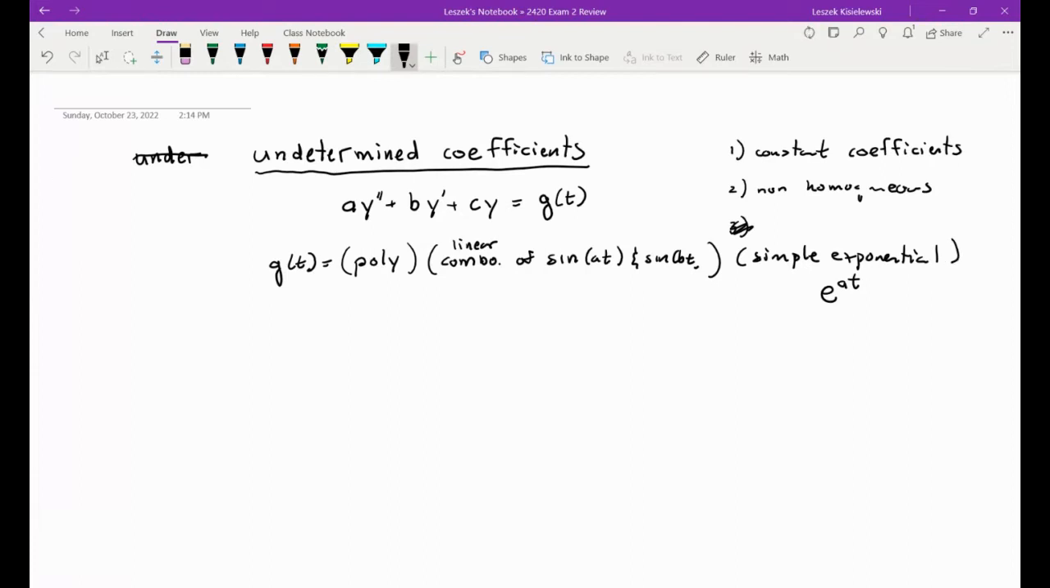Then you can use this method of undetermined coefficients. So I guess that's the third point, restricted to what the right-hand side could be. And in that case, we can use the method of undetermined coefficients to find a particular solution to that original non-homogeneous equation. So the steps for this would be to find the fundamental solution set.